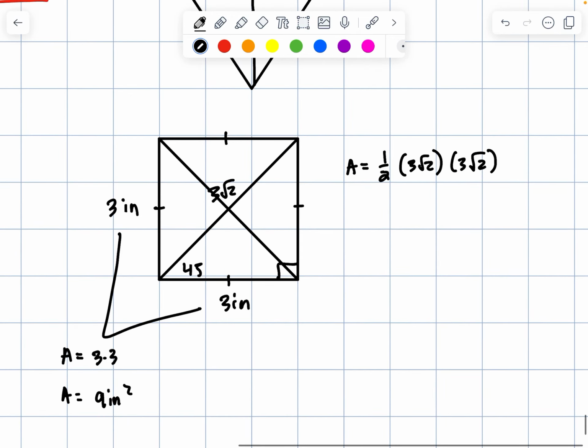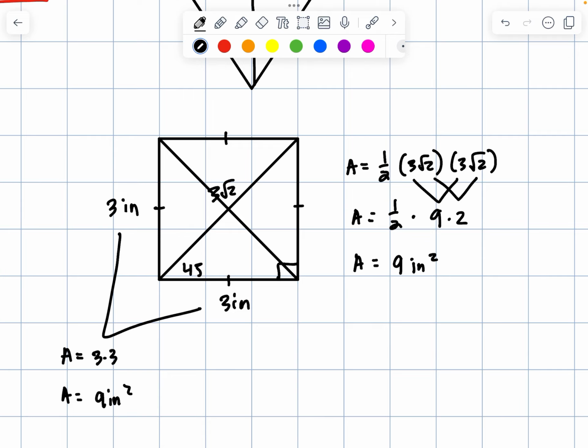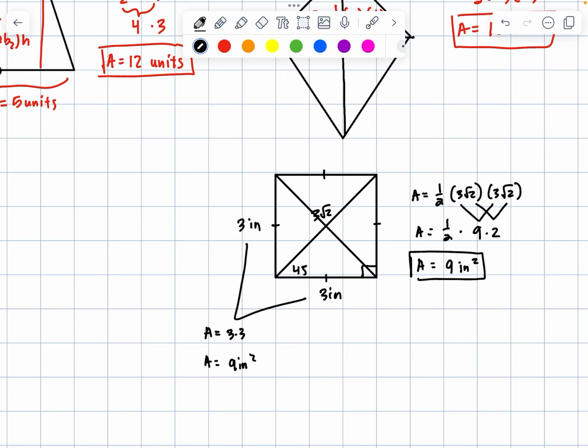If we did it here using the diagonal equation, we should be able to piece this together. 3 times 3 is 9. Root 2 times root 2 is 2, but don't forget the 1/2 there. So area is then equal to 1/2 times 2 is 1, so we're just left with 9 inches squared. So they both work. It's easier obviously if you have the diagonals. If the 3's, for instance, were gone from this, then you would use the diagonals.